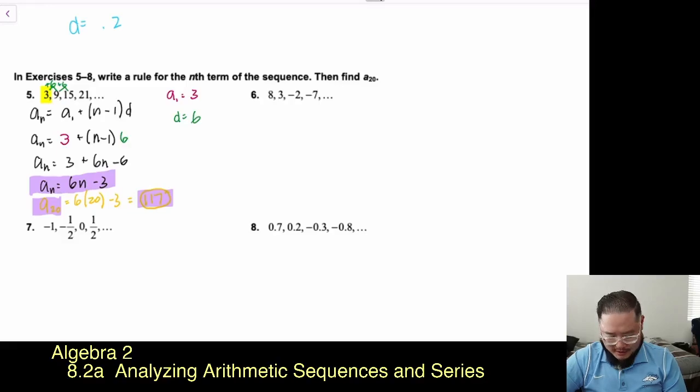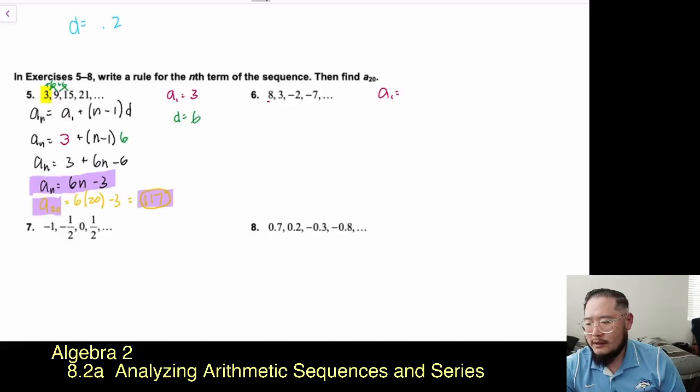Let's take a look next at number 6. Okay, so we've got our set of numbers. And first off, let's determine what the first term is. And hopefully we realize, hey, a sub 1 is 8. Then after that, we figure out what our common difference is. And I look at from 8 to 3, that's minus 5. 3 to negative 2 is minus 5. And negative 2 to negative 7 is minus 5. So I can safely say right here that my common difference is negative 5.